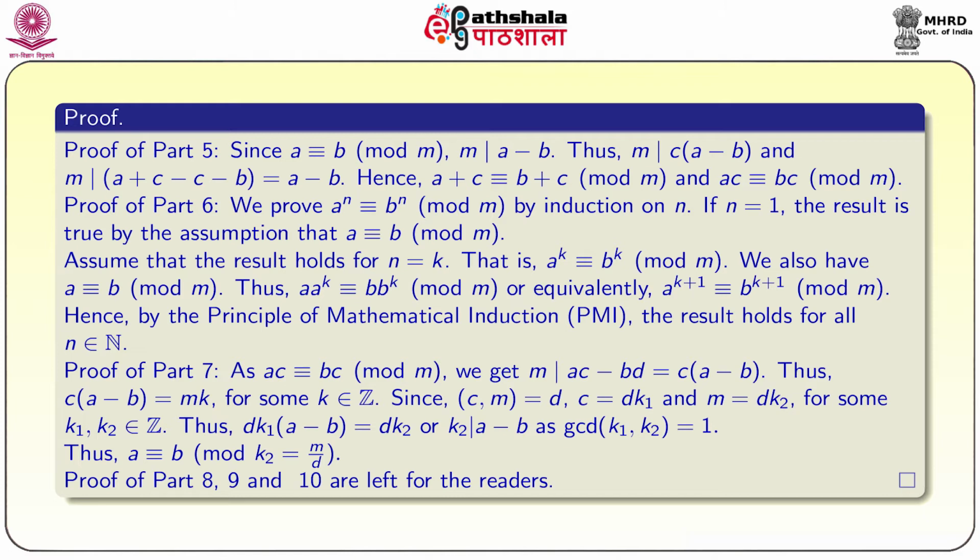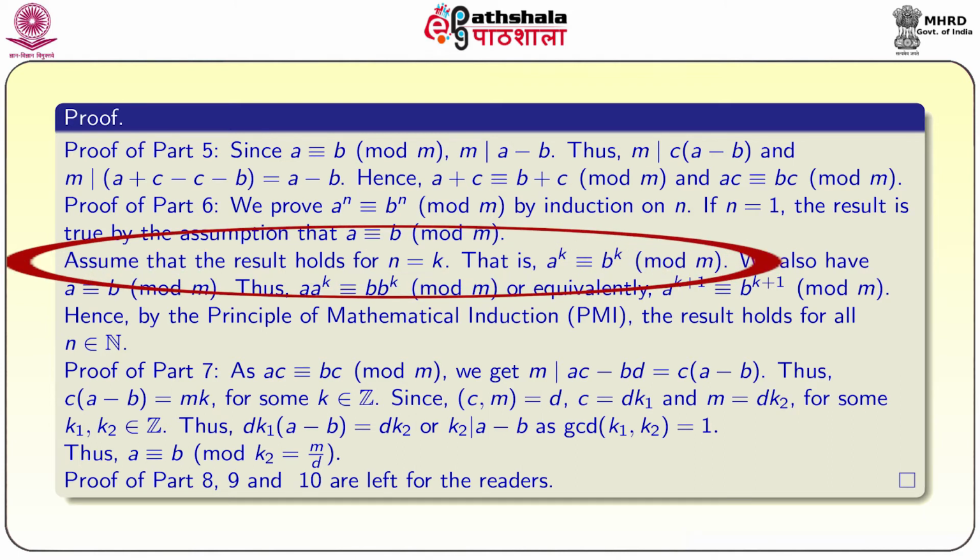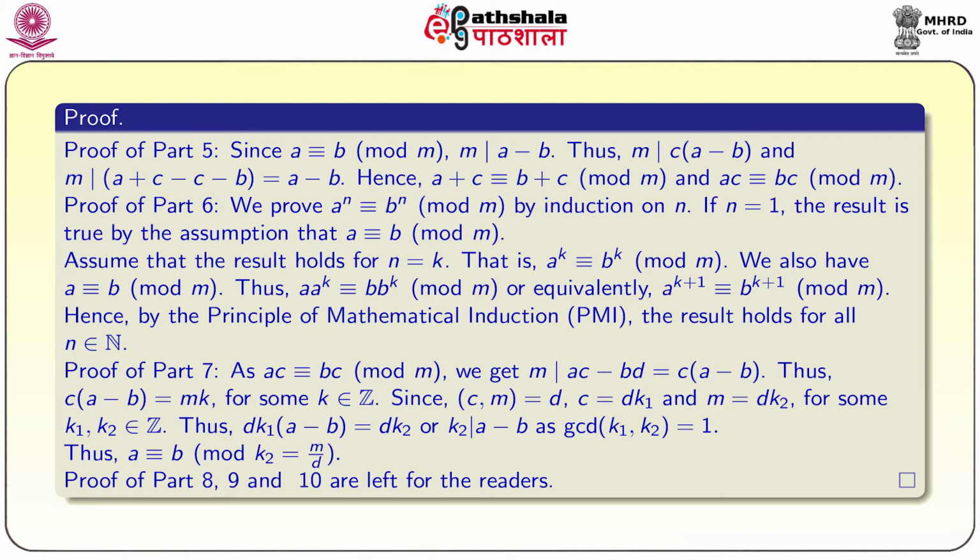Now, by using these, we will prove an important result: whenever a is congruent to b mod m, then a power n is also congruent to b power n mod m for all n. We will prove this by induction on n. If n is equal to 1, the result is true by the assumption that a is congruent to b mod m. Assume that the result holds for n equal to k, that is a power k is congruent to b power k mod m.